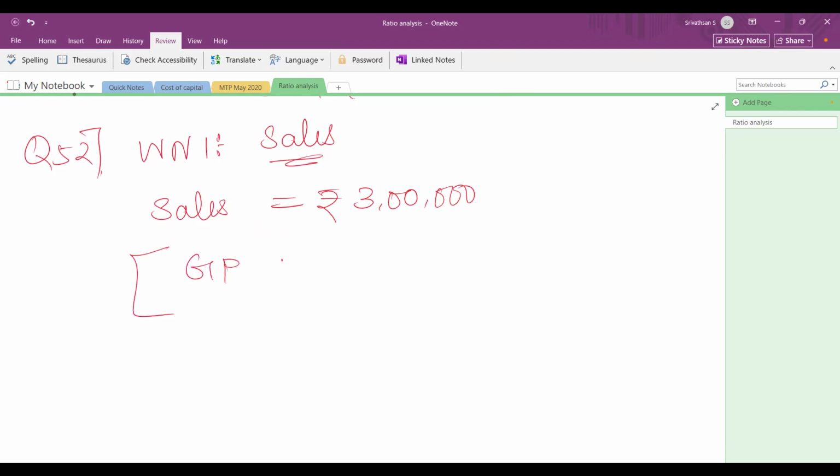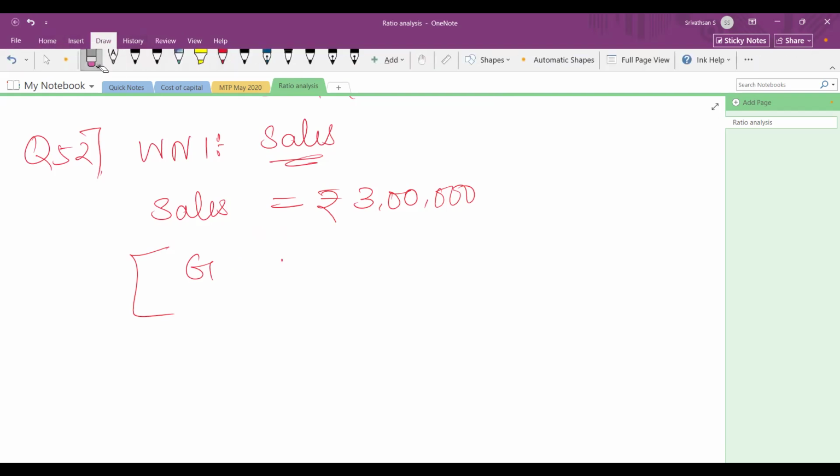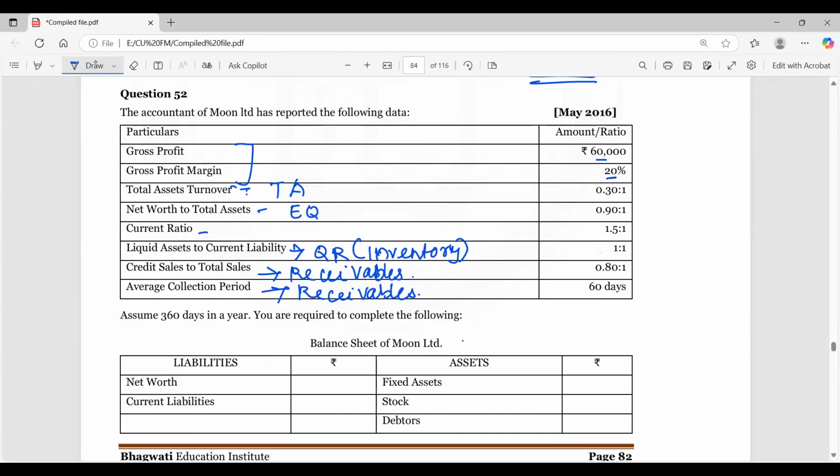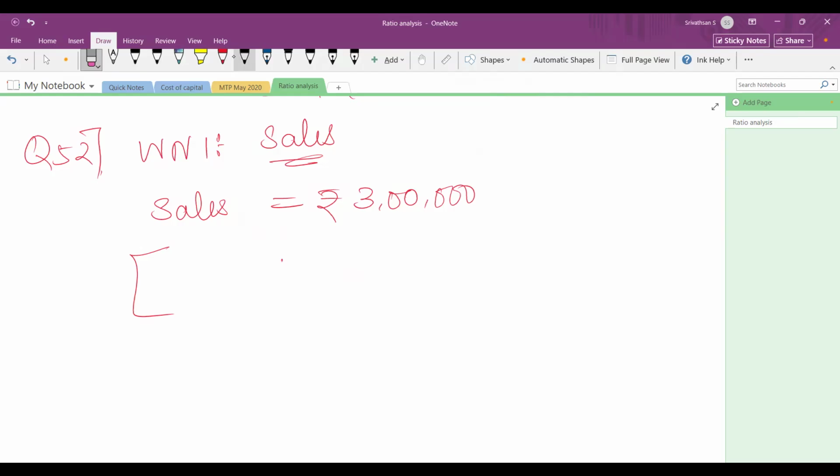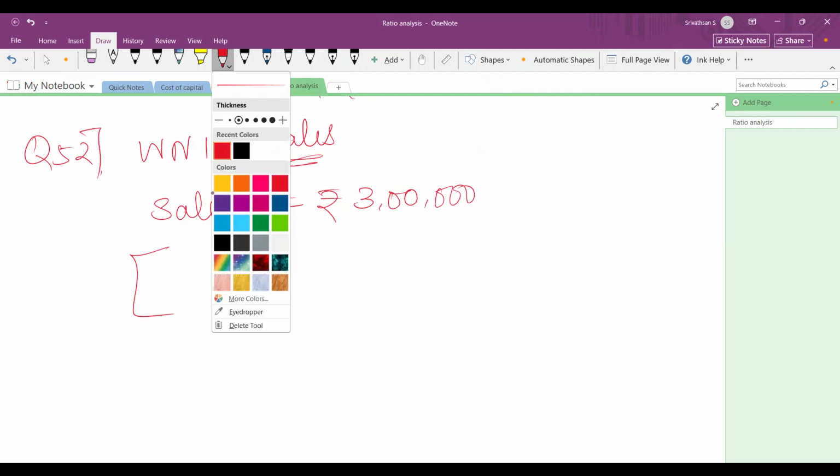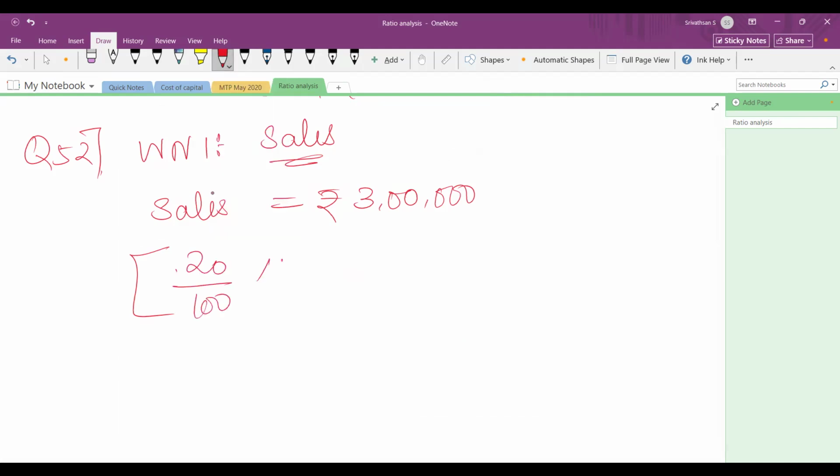In the question, gross profit ratio is 20%. So 20% of sales is equal to gross profit. 20 by 100 into sales is equal to 60,000. If you solve this equation, you will get sales is equal to 3 lakh rupees. Understood?